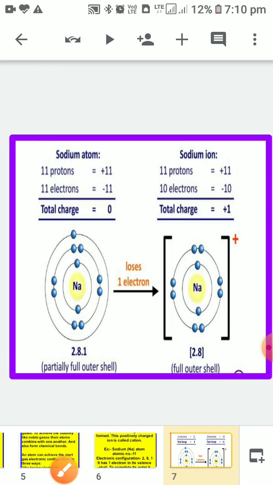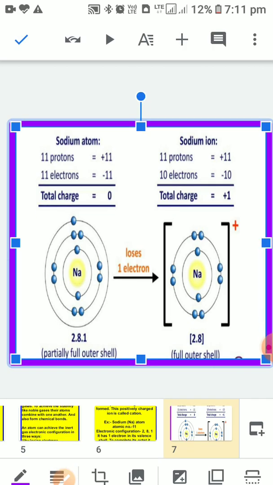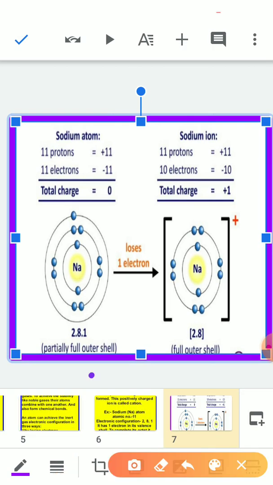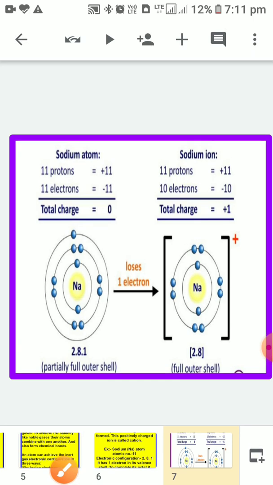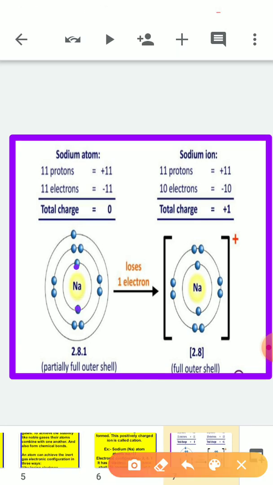Here again you can see this figure. You can see here easily what we are having. We have our sodium atom which has 2, 8, 1 electronic configuration. So the first shell has 2 electrons. In the second shell it has 2, 4, 6 and 8, 8 electrons, and the outermost shell has only 1 electron. This you can see here.